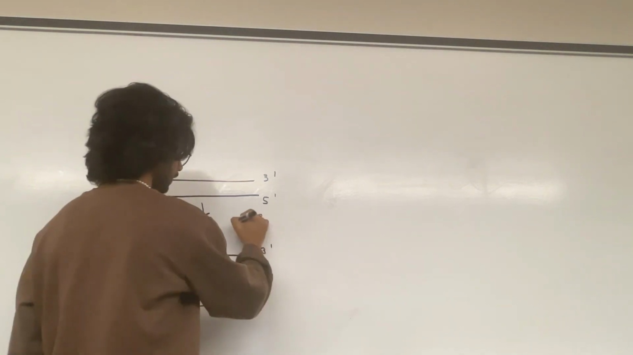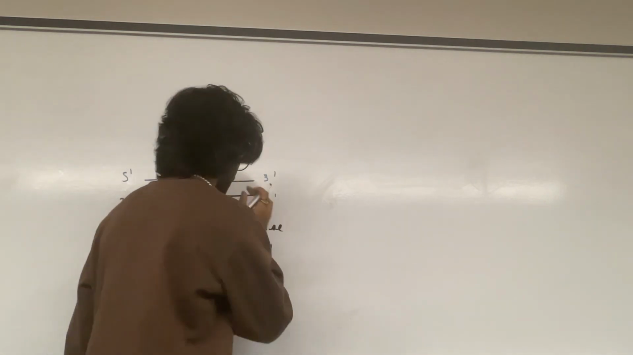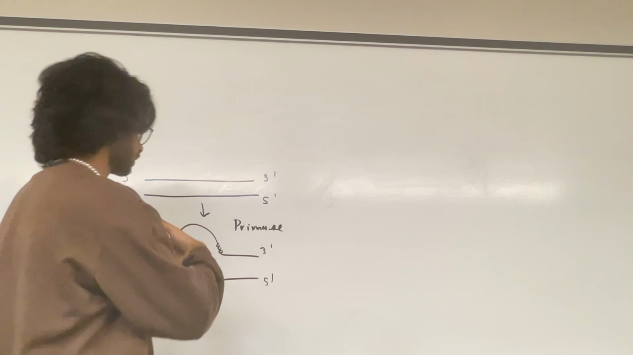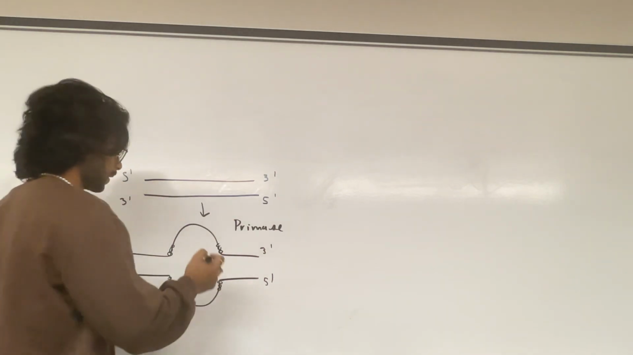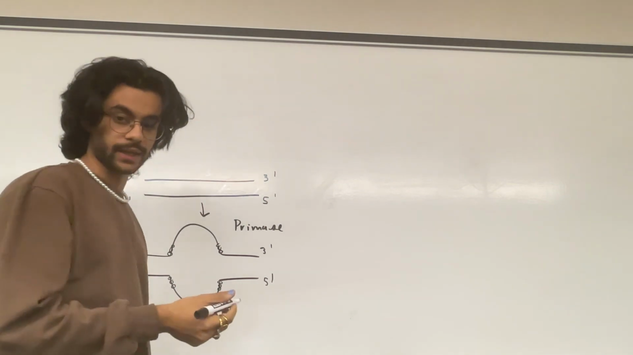Primase will then come in and add DNA primers to give DNA polymerase a place to start and continue the rest of the process. At this point, we can talk about how one can determine a leading strand from a lagging strand.